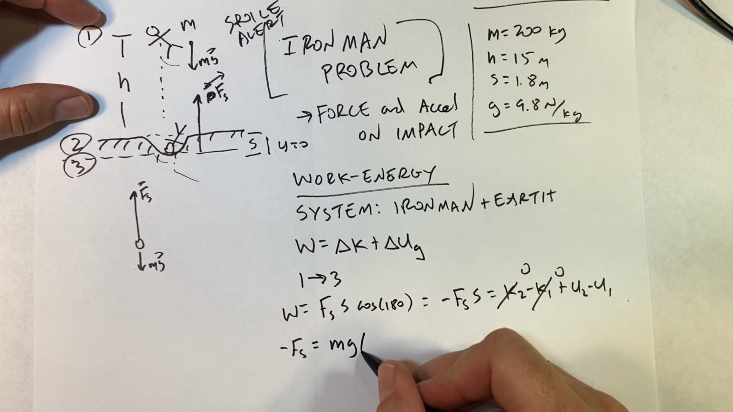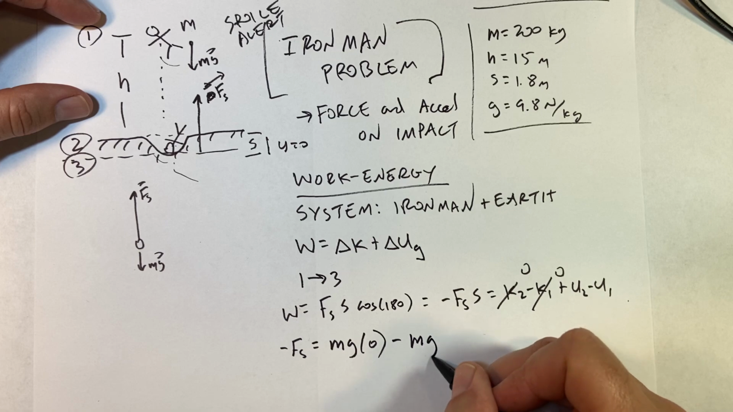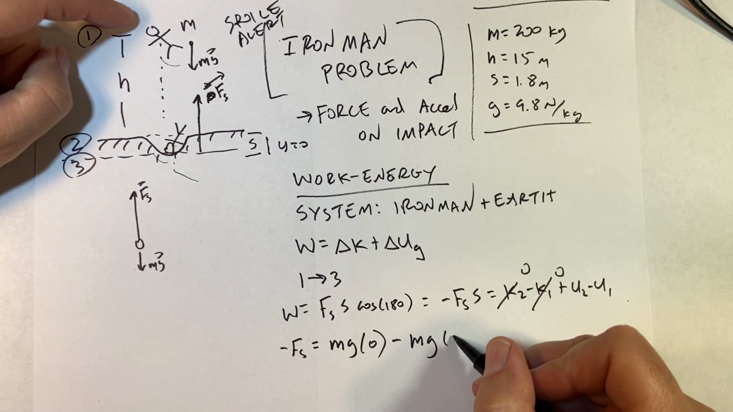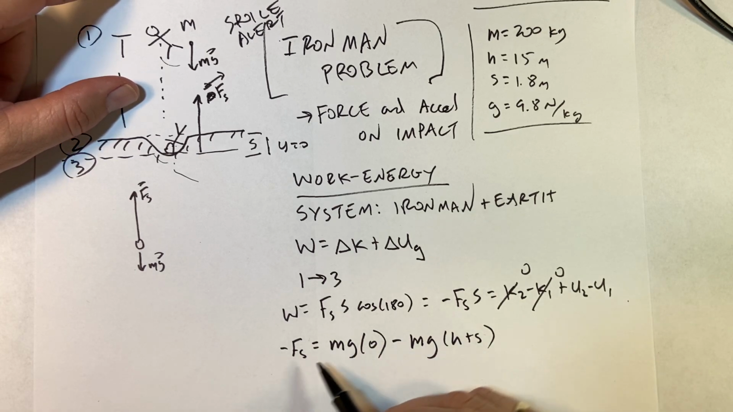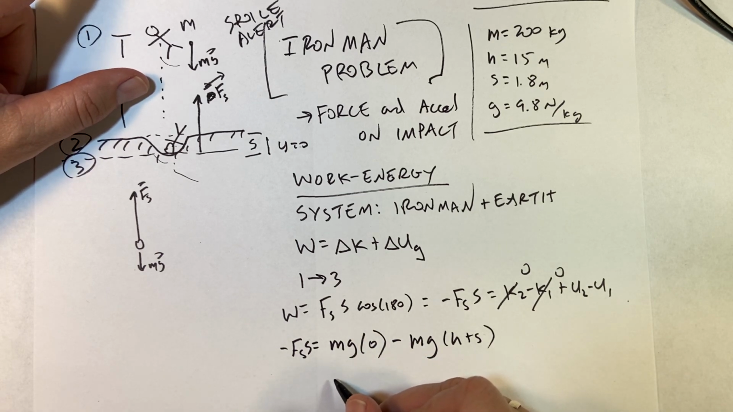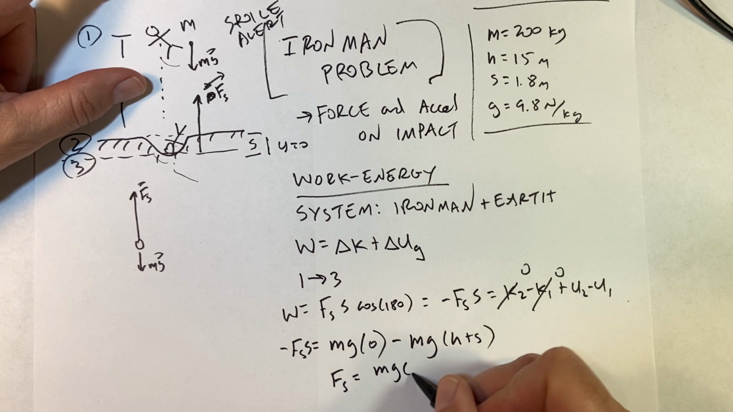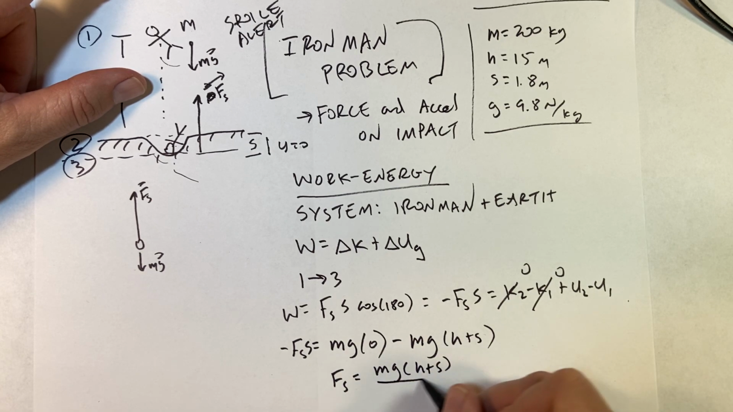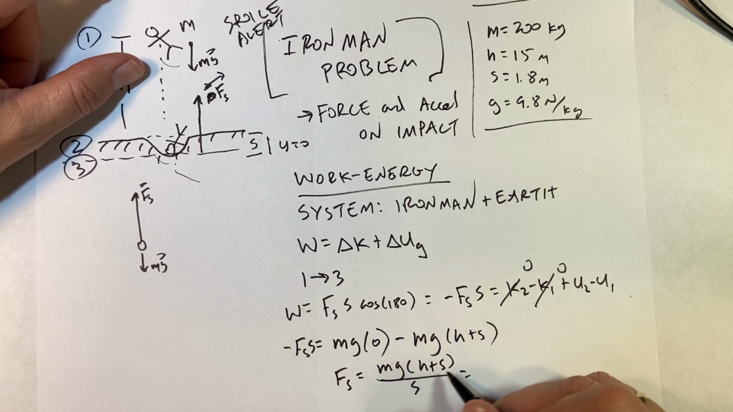So this is going to be mgy2 is 0 minus mg, what's the y up here? It's going to be h plus s. And so I want to solve, oh, there's an s right there. So I want to solve for F. So the negatives cancel, and I get Fs equals mg times h plus s over s. That's it. So I know all these values, and I can calculate the force.